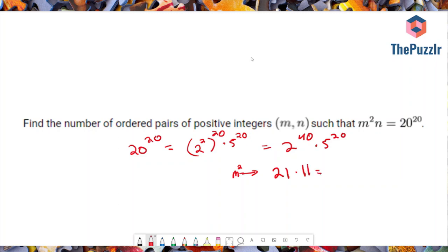So the number of ways to pick m squared gives us 231. Each of those values is going to give us one unique m. Remember, the negative answer doesn't count since it says positive. And it's going to give us a unique value of n. So there are 231 possible ordered pairs. So our answer is 231, and that's it. We just solved an AMC problem.